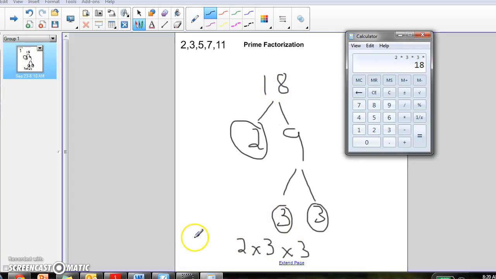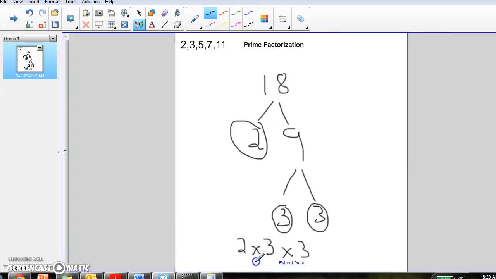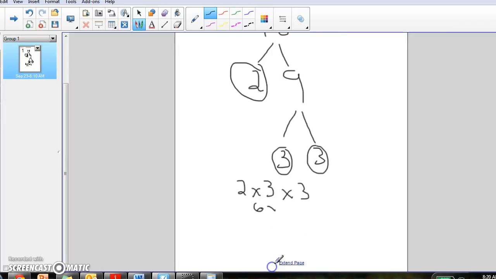Another way I could check it is 2 times 3 is 6. 6, let's make that a 6, times 3 equals 18. 6 times 3 equals 18. All right.